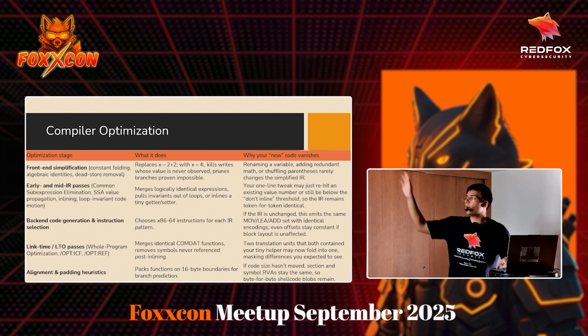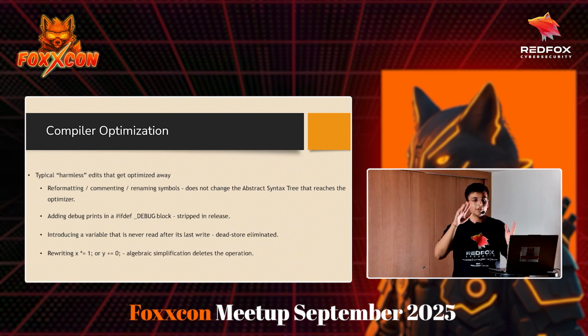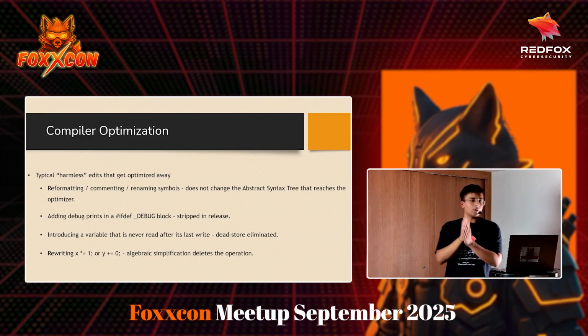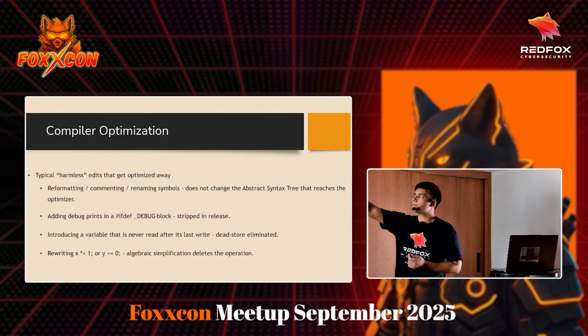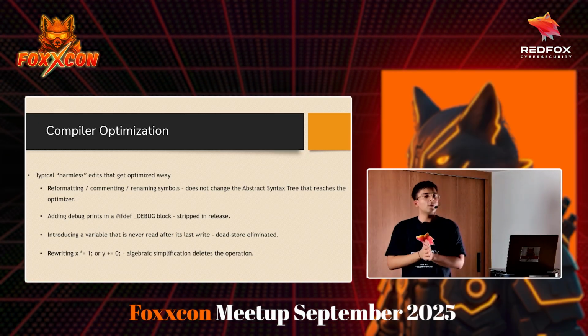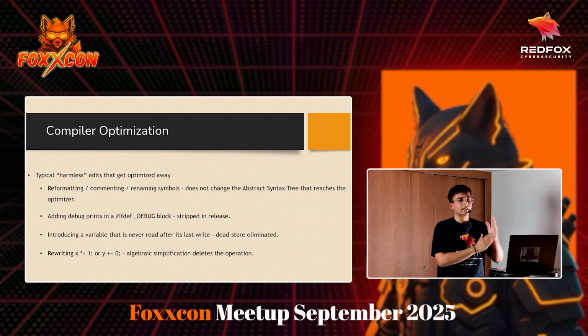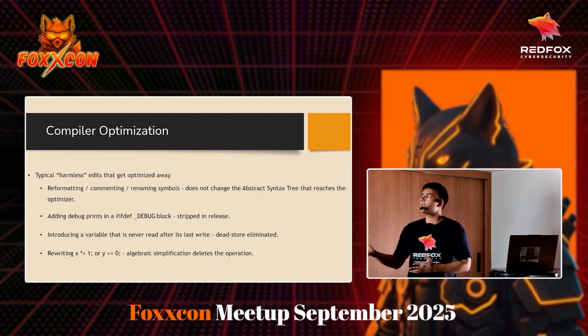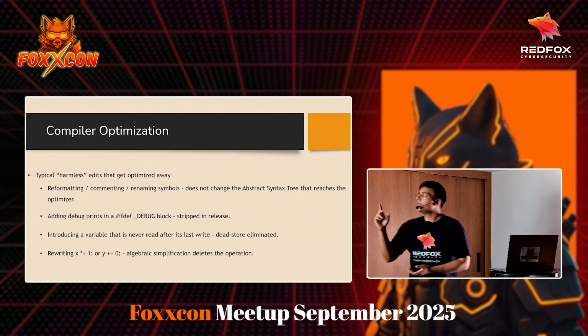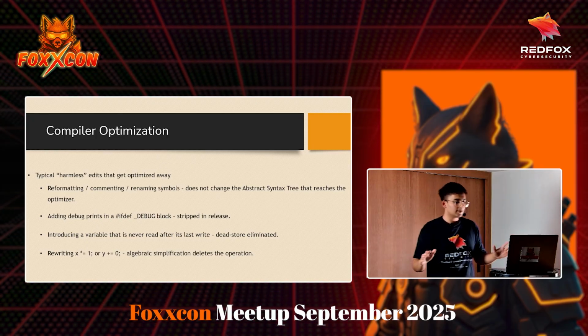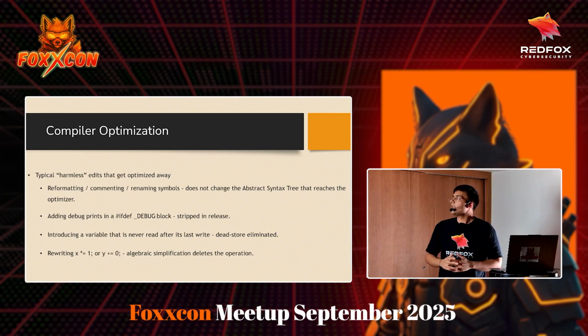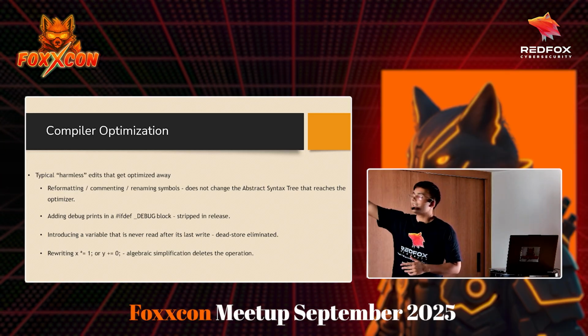Right? To boil all of this down, your typical harmless edits that will get optimized away are reformatting and commenting. I hope everybody knows comments don't make it past the compiler, right? So if you add comments, that will not change the signature. Renaming your symbols like variables is going to do absolutely nothing. It will not change signatures. It does not change the abstract syntax tree.